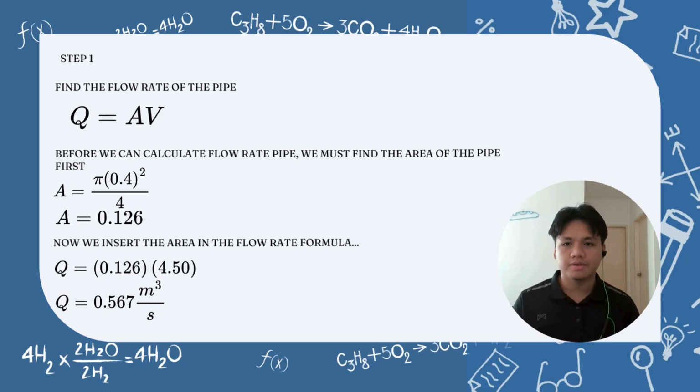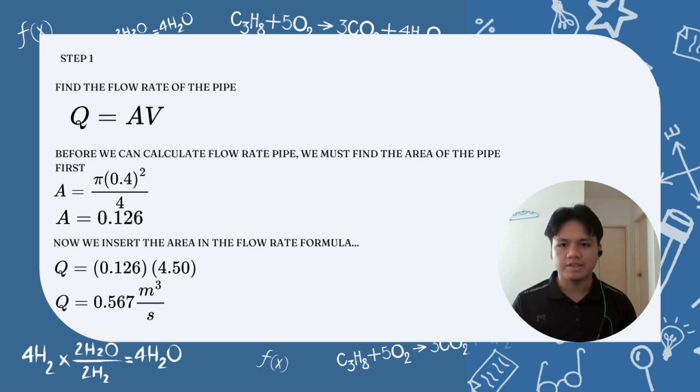Step 1. First, we will find the flow rate of the pipe. We will use the formula Q equals AV. Before we can calculate the flow rate of the pipe, we must find the area of the pipe first. A equals pi times 0.4 to the power of 2 divided by 4. The answer is 0.126.